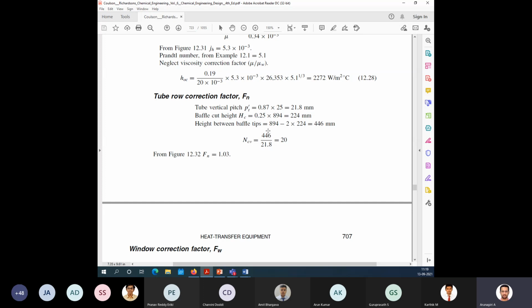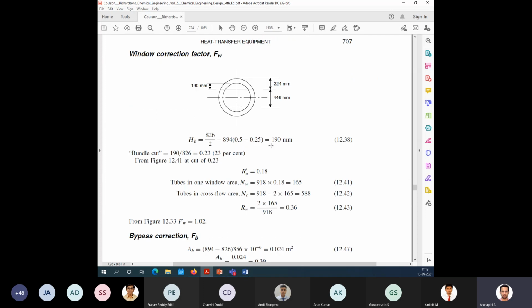Okay, two baffles now. So top window zone, subtract bottom window zone. So that is 2 times 224. That will be 446. So you will get NCV. Okay, so NCV is 20. So you can use the chart, then calculate the value of Fn. That is 1.0. Next, you have to calculate the window correction factor.